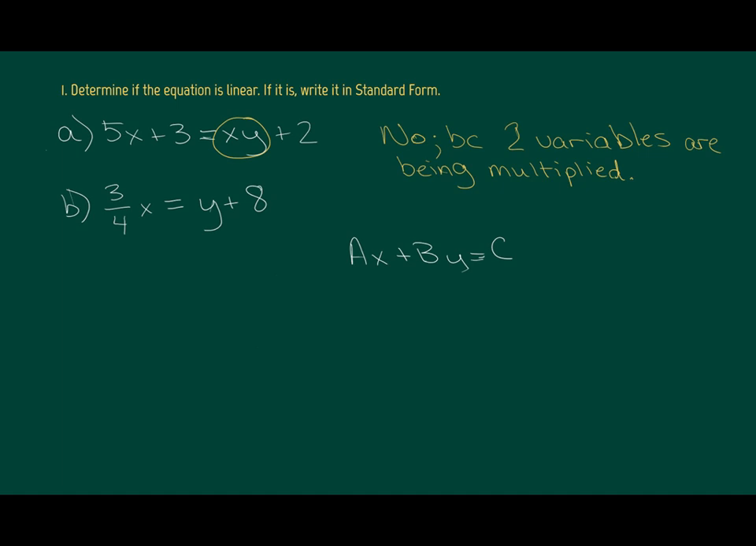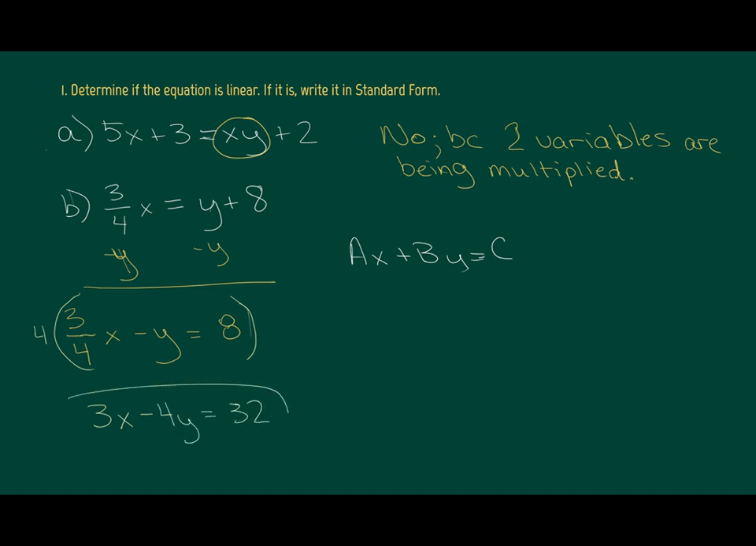I need to get the y on the left side of the equation. So first I'm just going to subtract the y from both sides. That's a y, not a 4. Okay, so I get 3/4 x minus y equals 8. Now, in standard form, you can't have any fractions or decimals. So the way that you get rid of the fraction is to multiply by the least common denominator, which is 4. So I'm going to multiply this entire equation by 4. So I get 12 over 4, which is 3x. Distribute your 4 all the way. So minus 4y equals 32. And that's it.